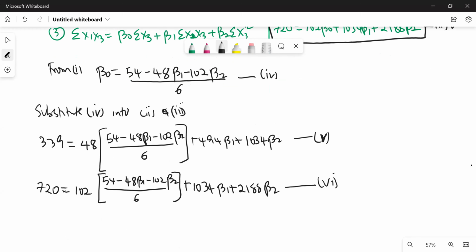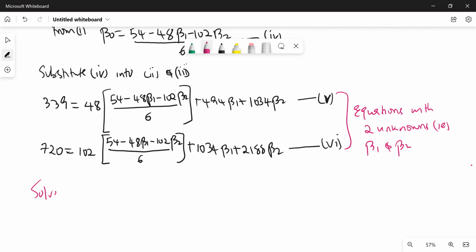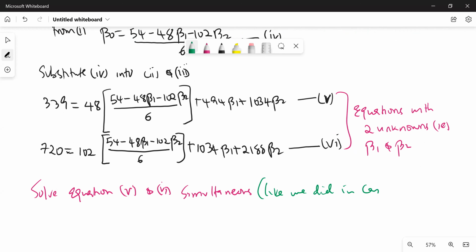So you notice that equation number 5 and 6, these two equations, are equations with two unknowns, that is beta 1 and beta 2. So what you need to do is solve equation 5 and 6 simultaneously, just like we did in the case of simple linear regression.